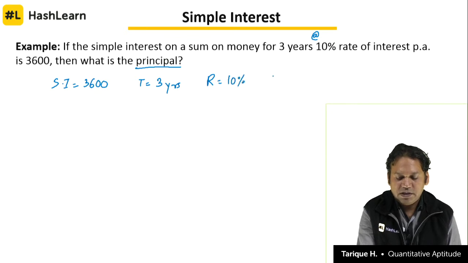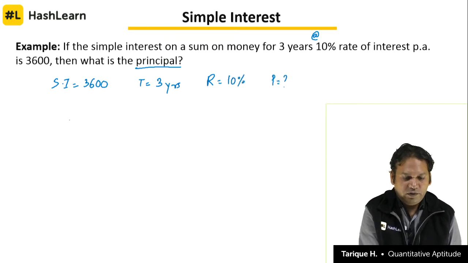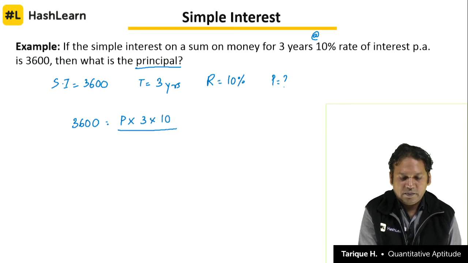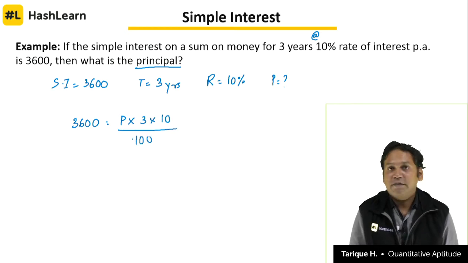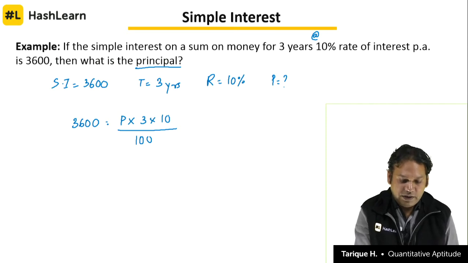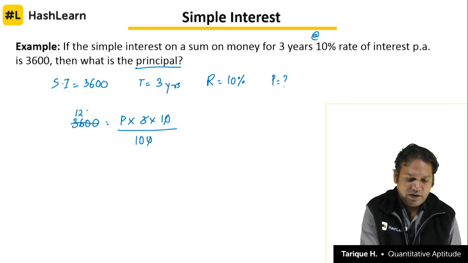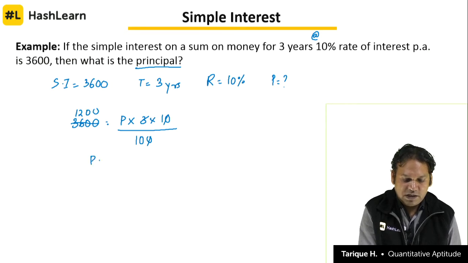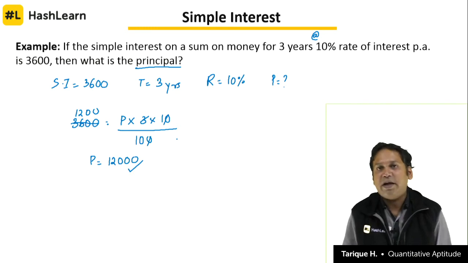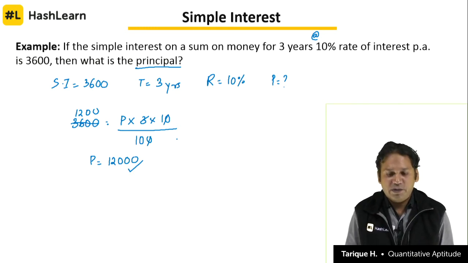What is the principal? So we know simple interest is equal to principal into time into rate by 100. Correct? This is the formula. Simple interest is given to you, so let's cancel the zeros here. 3 will cancel 36 12 times, 1200 cross multiply, principal is equal to how much? 12,000.